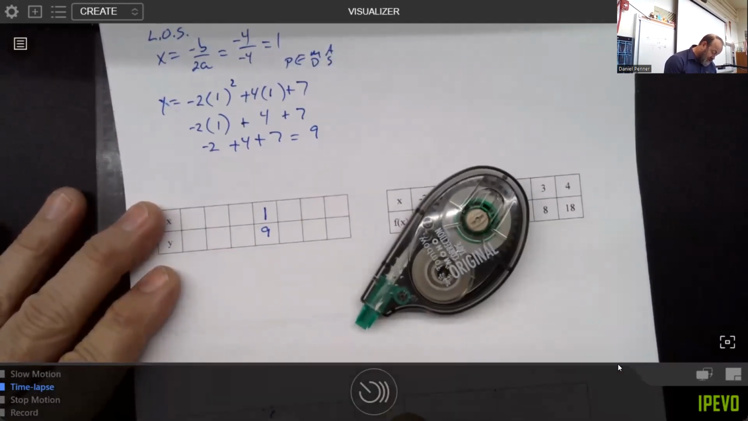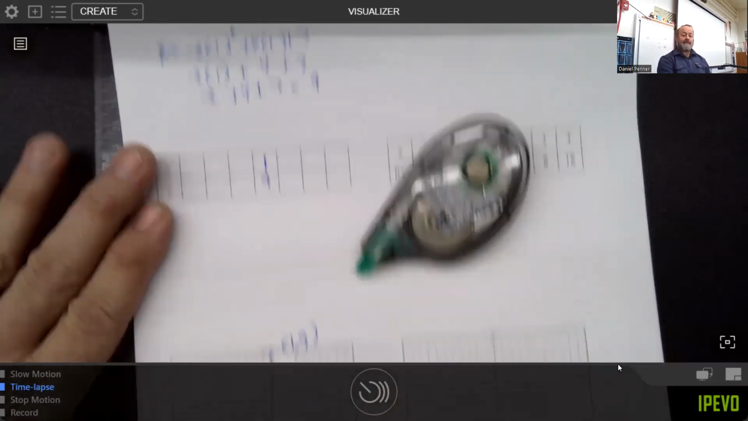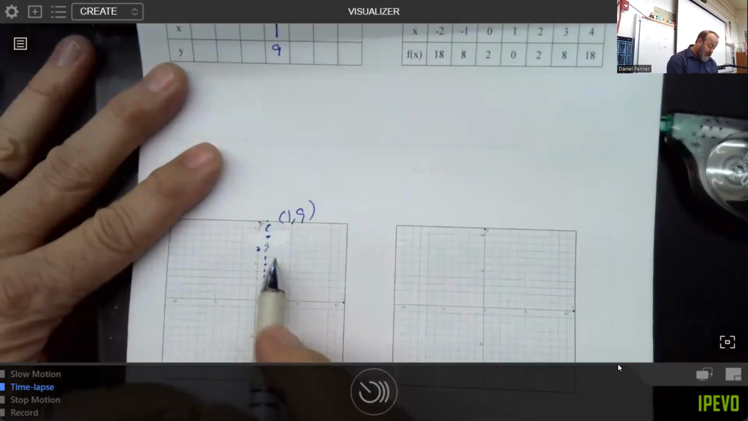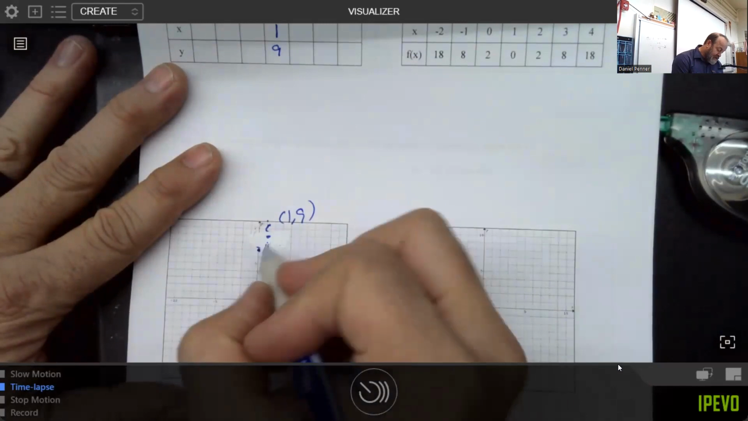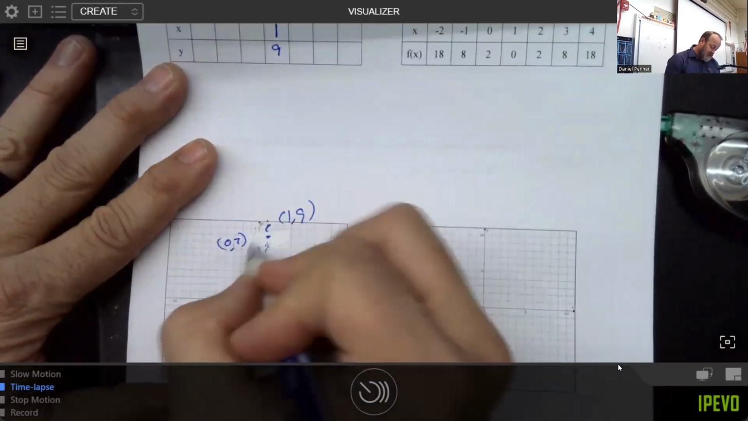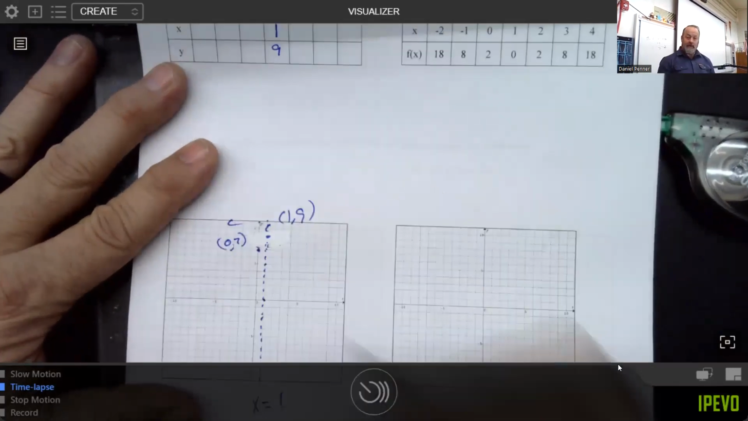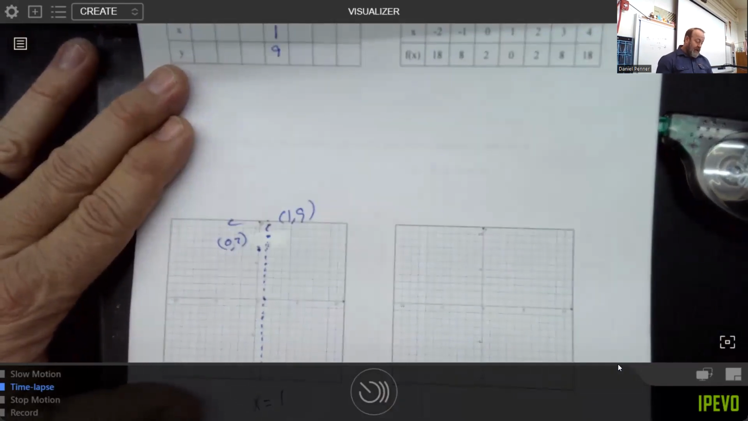So 5, 6, 7, 8, it's about right there. When I plugged in 1, I got the number 9. And of course, over here at 0, we had 7, which was our C value. I'm just going to go ahead and put that right there. So that's what we've got.